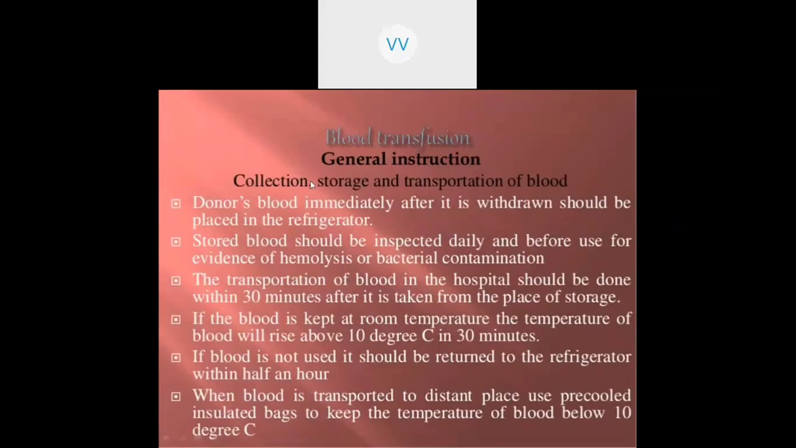See, that's about the selection of donors and roles and responsibilities. Next, how to collect the blood, how to store the blood, and how to transport the blood from one place to another place.